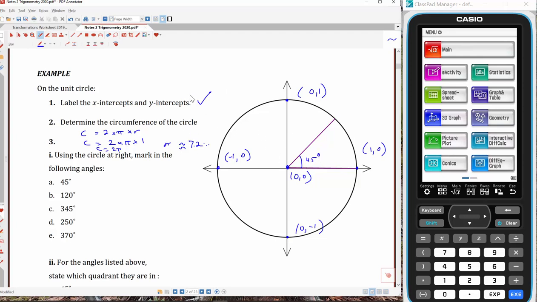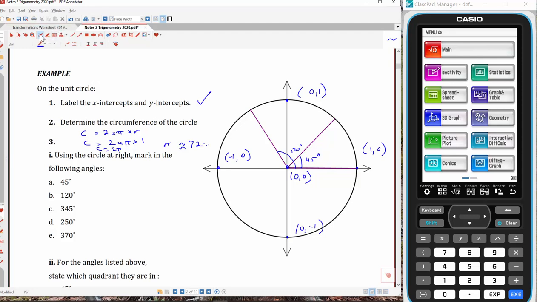All right, now let's mark in 120. Here's 90 degrees and it would be 30 more than 90. So what I would do is divide this 90 degrees into thirds, and it'd be approximately 30 more than 90. So let's pop that in. That would be 120 degrees.